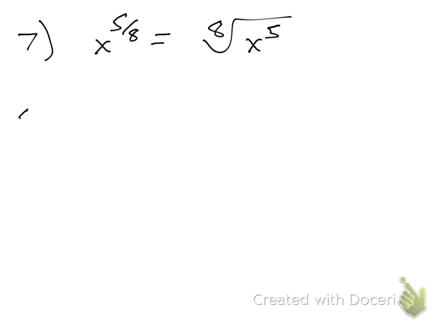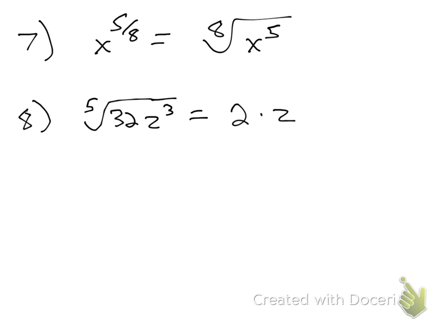But we didn't get anywhere past that. X to the 5/8 in radical form would be the 8th root of x to the 5th. That's where we ended. Let's just keep going. 5th root of 32 z cubed. Well, 32 is a perfect 5th root. What is it? 2 times, and then that would be z to the 3/5.